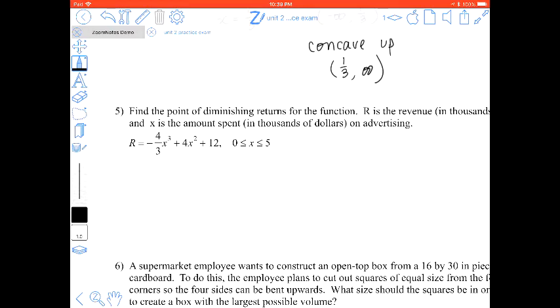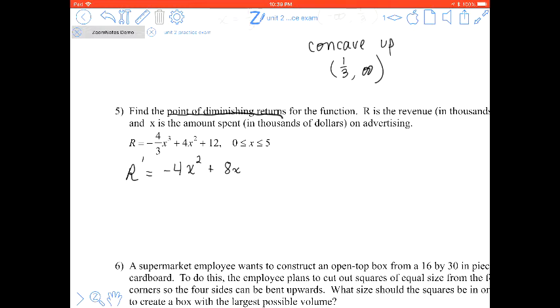Okay, question 5 is also from section 3.3. Same as question 4. Point of diminishing returns really is just an inflection point. That's what we talked about in class. So to find inflection points, we determine concavity. So that means we need a first derivative, and then second derivative. And if we set that equal to 0, we get x equals 1.